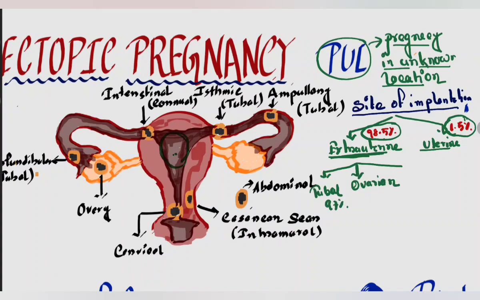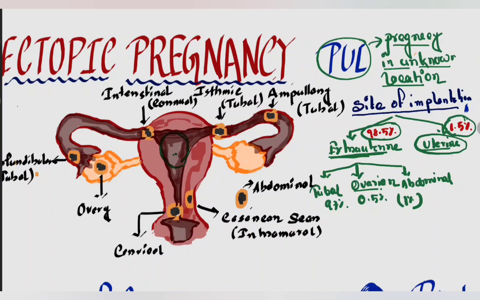Second, ovarian. When implantation occurs in the ovary, that is called ovarian ectopic pregnancy, and the chance of ovarian ectopic pregnancy is 0.5%. And third, in extrauterine ectopic pregnancy, it can occur in the abdomen, that is called abdominal, and the chance of abdominal ectopic pregnancy is 1%. Next, I discuss the uterine ectopic pregnancy.